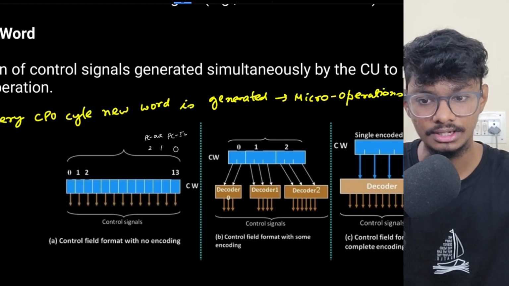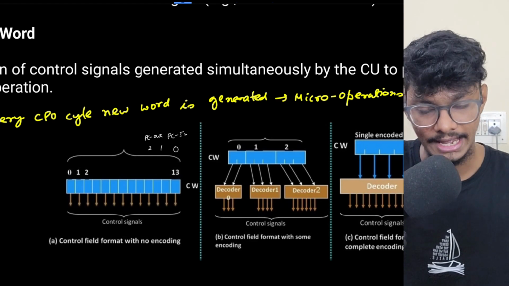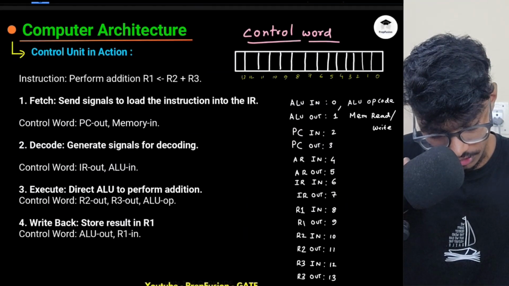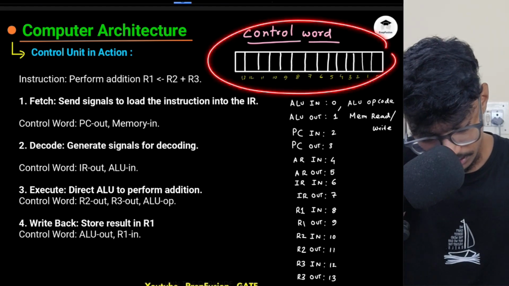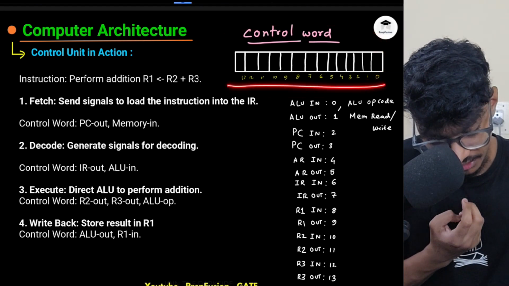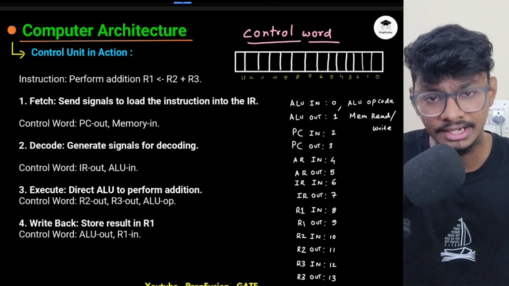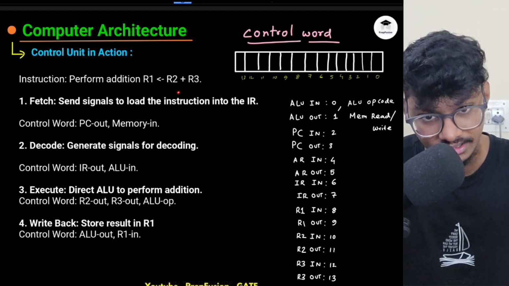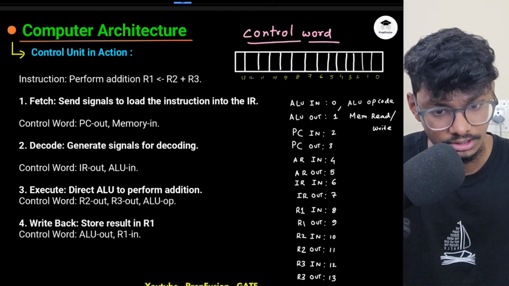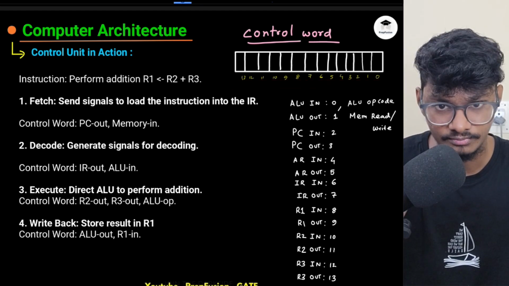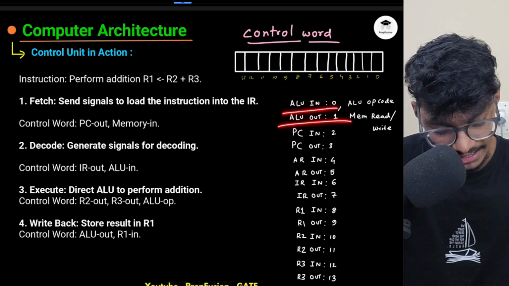We will understand the control word more with the help of an example. Here I have a control word, and I have 14 components, just a hypothetical system, and I'm performing the addition R2 plus R3 and storing it in R1. So I have this many bits here, and each bit has a designator.